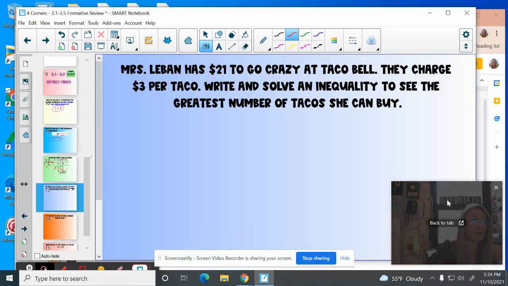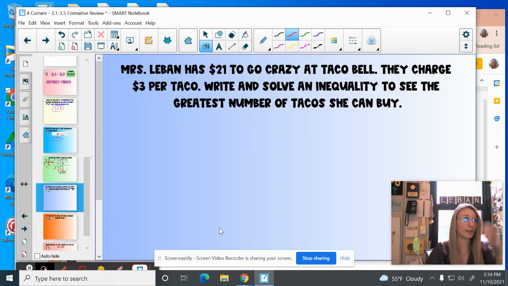Next, just word problems for application here. All right, Mrs. LeBan has $21 to go crazy at Taco Bell. Would I actually spend $21 there? Absolutely. Why would I not? They charge $3 per taco. Write and solve an inequality to see the greatest number of tacos that she can buy.